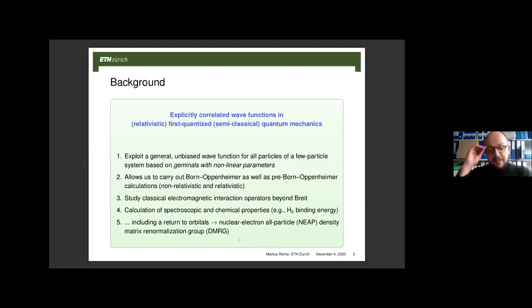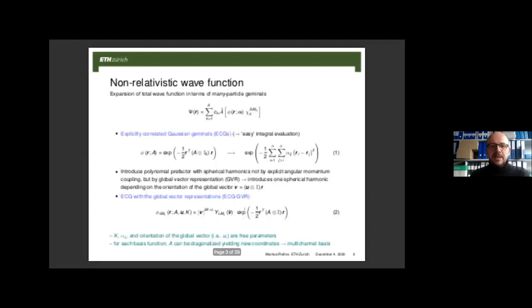And in the end, you will see that we need to return to orbitals, and I will explain to you why we do that. In fact, we combine this orbital model for the nuclei and the electrons with calculation of state interaction parameters through the density matrix renormalization group, DMRG. So this is kind of the overview for my talk. And let's get into the details.